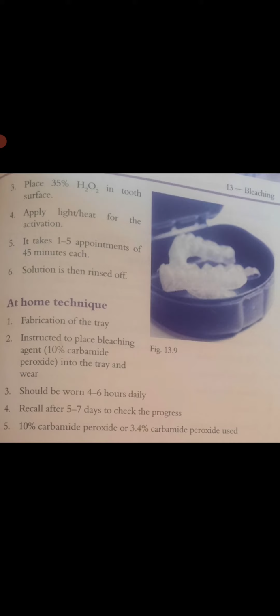Then the patient is instructed to place the bleaching agent, 10% carbamide peroxide, into the tray and wear it at night. It should be worn 4 to 6 hours daily. Recall the patient after 5 to 7 days to check the progress. 10% carbamide peroxide or 3.4% carbamide peroxide is used. Now the important thing is that for home bleaching, 10% carbamide peroxide is used.